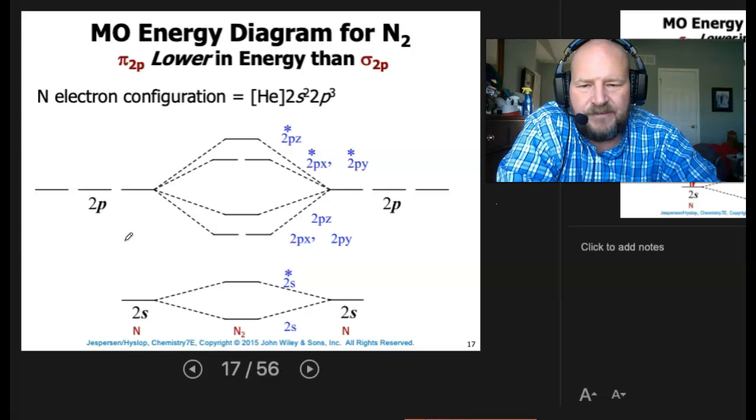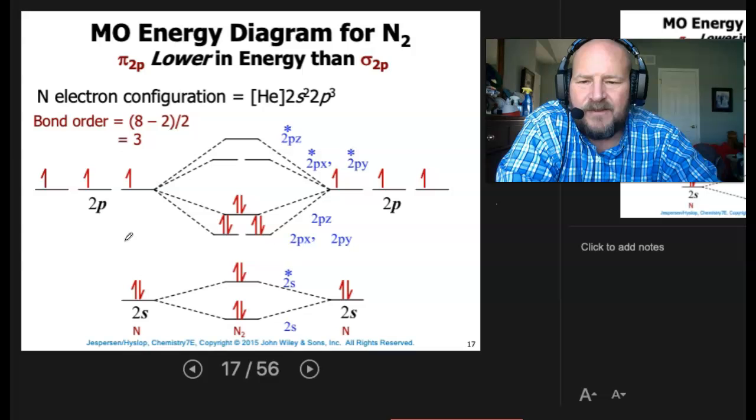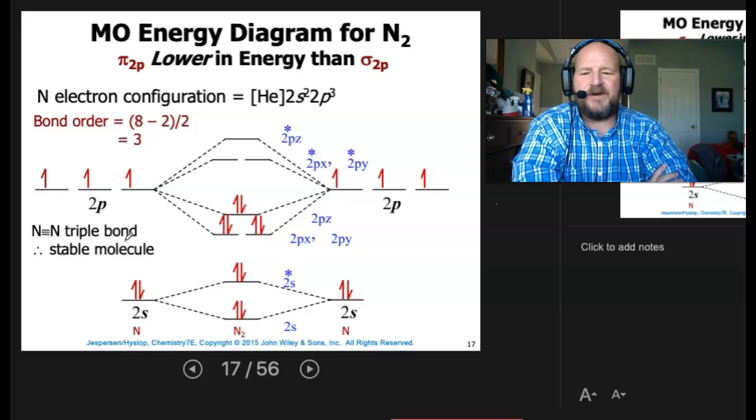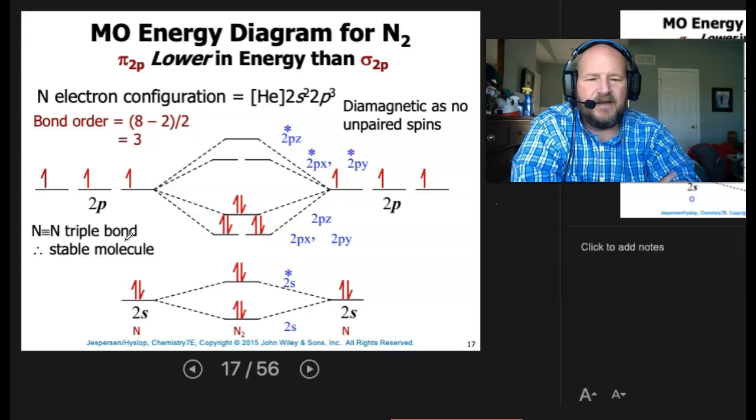For nitrogen, now we have 3 electrons in the 2p for each atom. The 2s again will cancel out. We'll fill in the 2px and the 2py, and then we'll fill in the 2pz. That means we have 8 minus 2 divided by 2, which should give us a bond order of 3, meaning the nitrogen-nitrogen triple bond should be a stable molecule, and once again, diamagnetic. There are no unpaired spins.